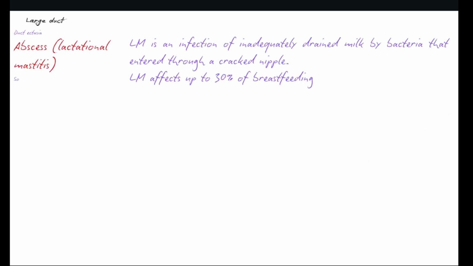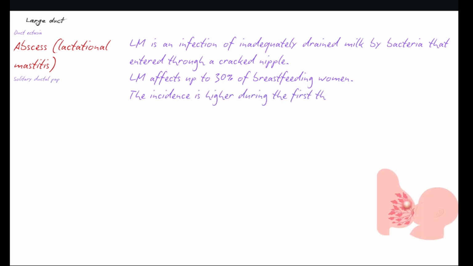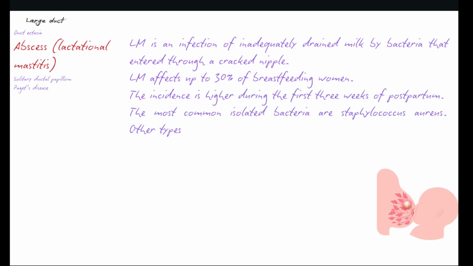Lactational mastitis is an infection of inadequately drained milk by bacteria that entered through a cracked nipple. Lactational mastitis affects up to 30% of breastfeeding women. The incidence is higher during the first 3 weeks of postpartum. The most common isolated bacteria is Staphylococcus aureus. Other types of bacteria were also isolated, like Escherichia coli.